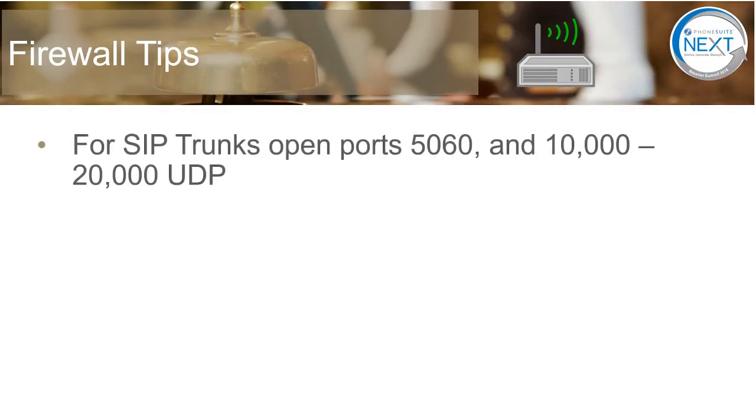A couple of firewall tips. When you set up your firewall, if you're using SIP trunking, you need to open port 5060 and the RTP range 10,000 through 20,000 UDP. This 5060 allows for the SIP protocol to allow calls to be set up and taken down. And then 10,000 to 20,000 is your individual channels for voice. So once that call is set up, you will usually use one or two channels in between 10,000 and 20,000 for the audio of that call.